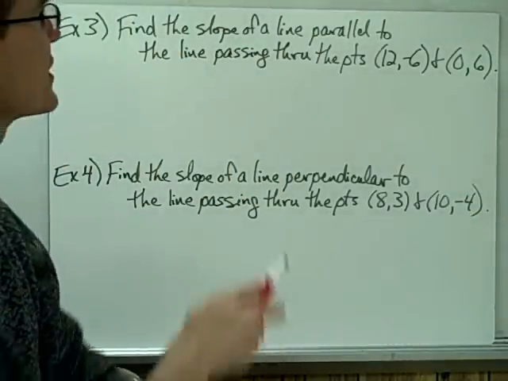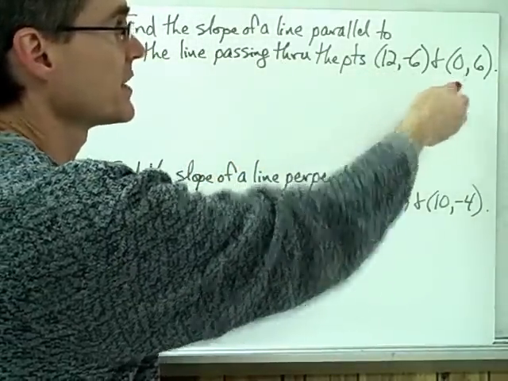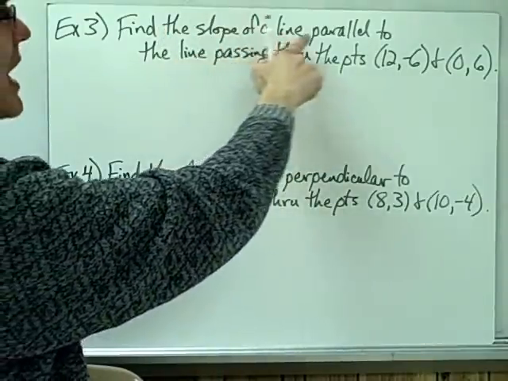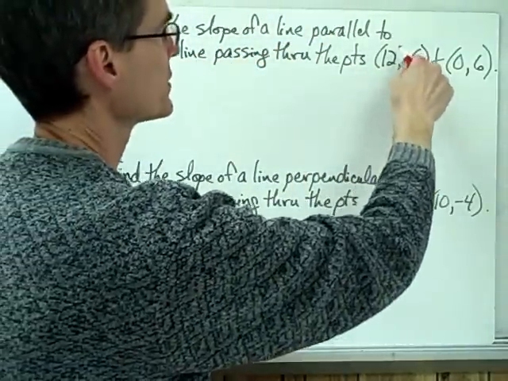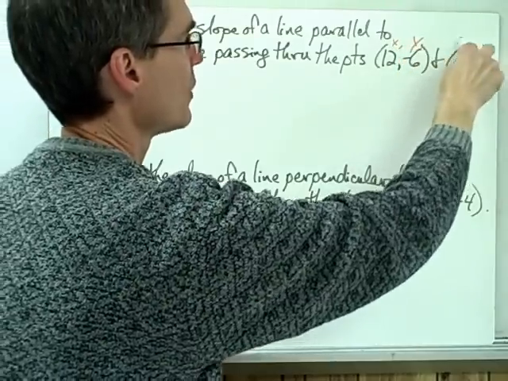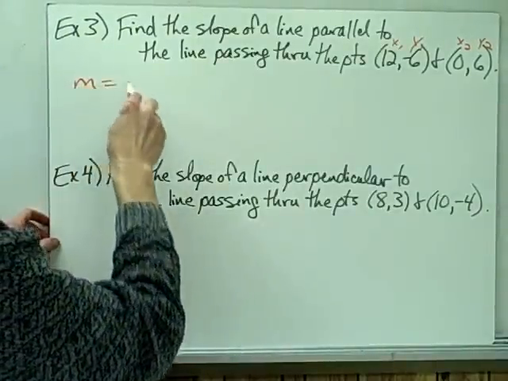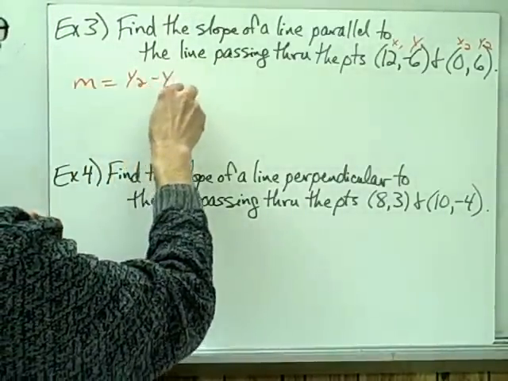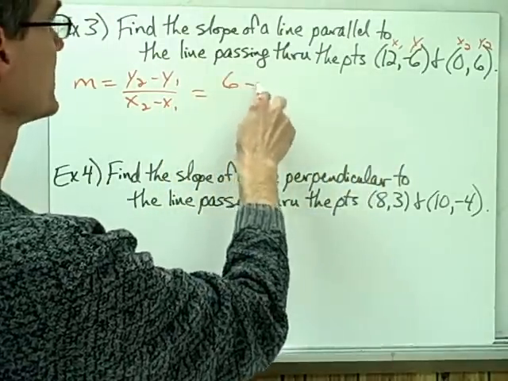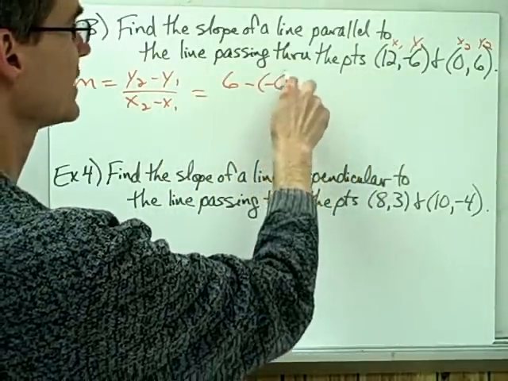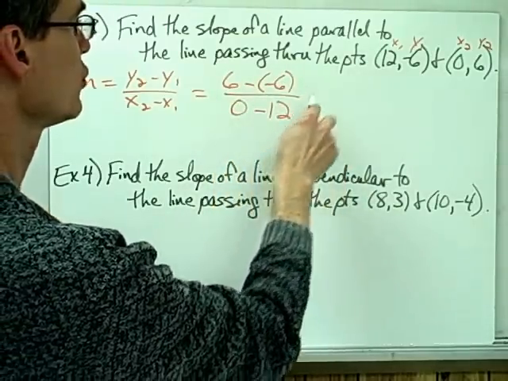Our example number 3 says, find the slope of a line parallel to the line passing through the points (12, -6) and (0, 6). So to find the slope of a line parallel to this line, first we need to find the slope of the line passing through these points. So let's call this x1, y1, x2, y2. And I'm going to use my slope formula to find this slope, y2 minus y1 over x2 minus x1. And let's see, that's going to be 6 minus negative 6 over 0 minus 12.